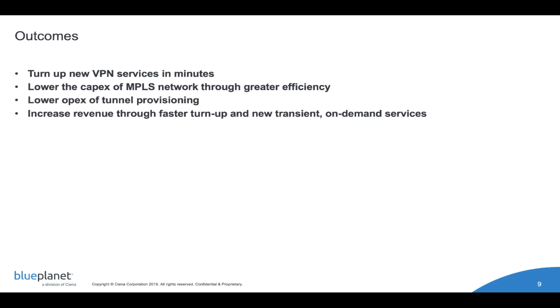By leveraging an up-to-the-minute view of the multi-vendor IP MPLS network, the Blue Planet MPLS network automation solution provides several positive business outcomes. It allows you to turn up new VPN services or network slices in minutes, lower the capex of your MPLS network through greater efficiency afforded by more accurate engineering, lower the opex of tunnel provisioning, and increase revenues through faster turn-up and by enabling new transient on-demand services.